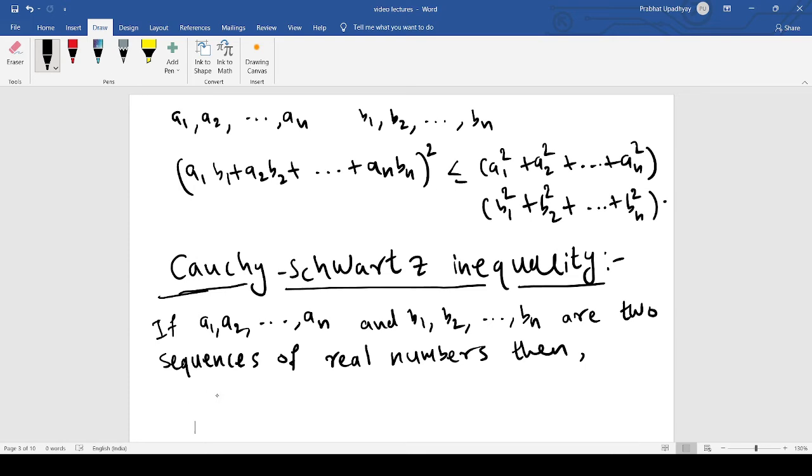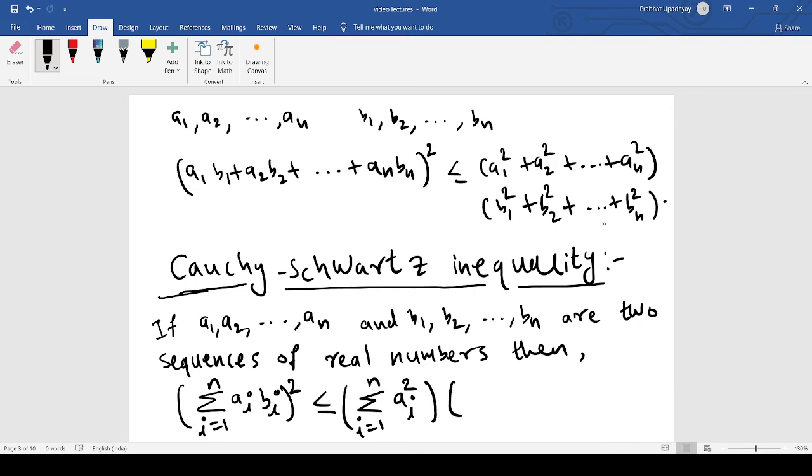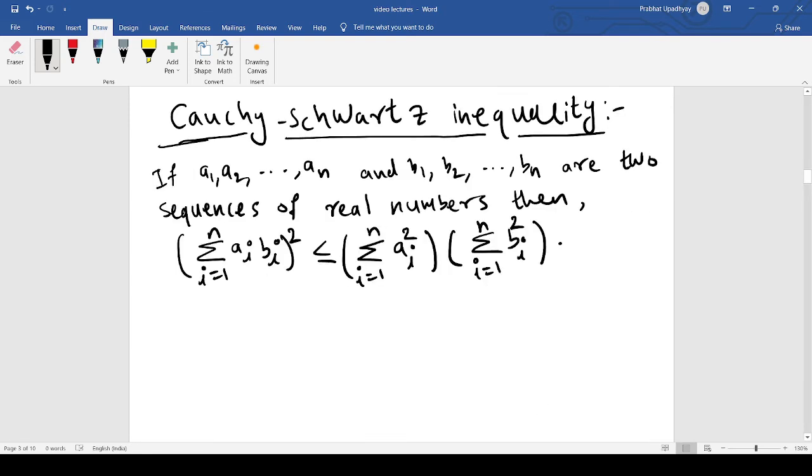So I will write it as the summation of ai bi, i running from 1 to n, and its complete square is less than or equal to a1 square plus a2 square plus ... plus an square, that I can say is the summation of ai square, i running from 1 to n, multiplied with b1 square plus b2 square plus ... plus bn square, that I can write as the summation of bi square, i running from 1 to n. So this is our Cauchy-Schwarz inequality.